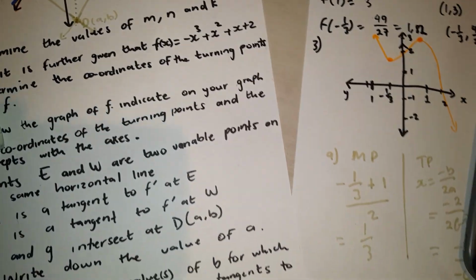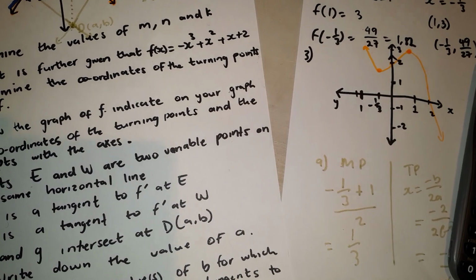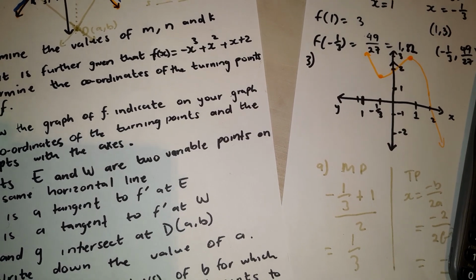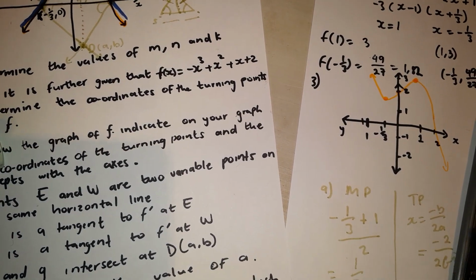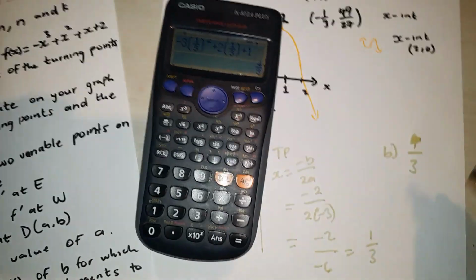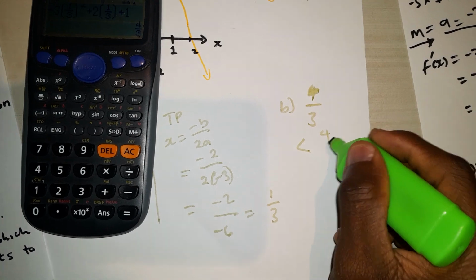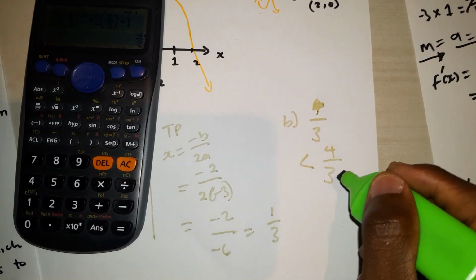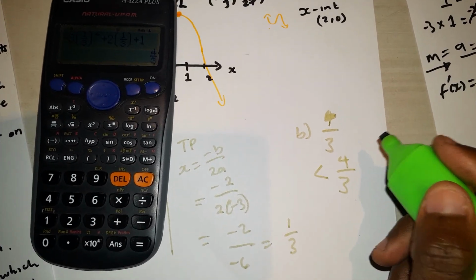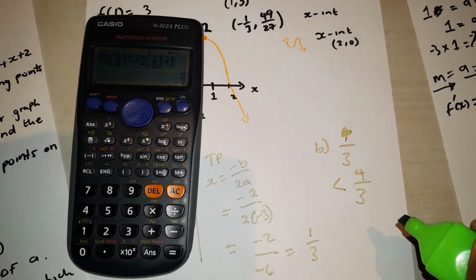But since they say for which H and G will no longer be tangents to f, it must be less than 4 over 3. It must be a bit upwards, less than 4 over 3. So yeah, that's how we tackle this. Thank you.